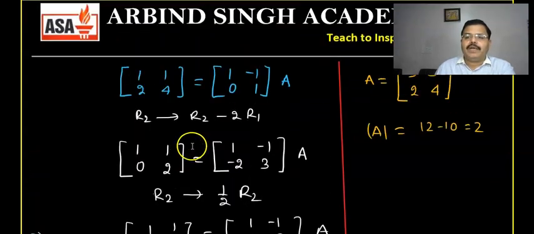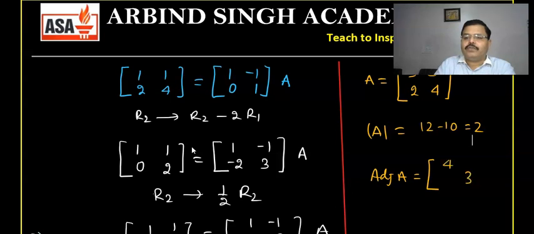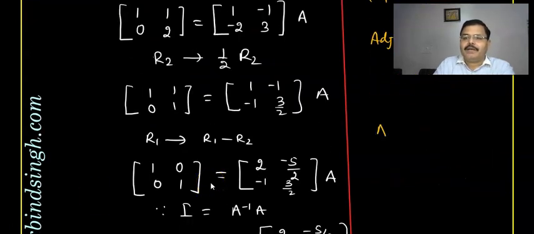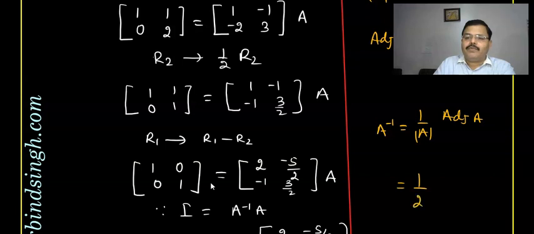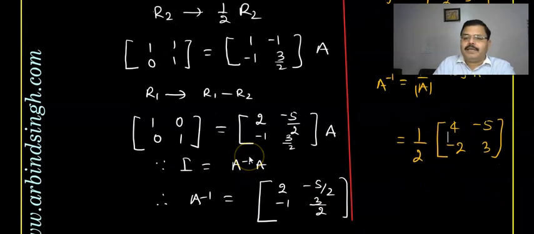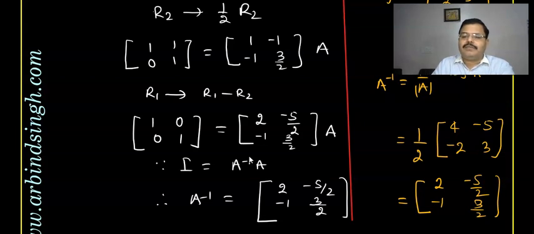And now we can find the adjoint of A. So the adjoint of A can be written easily. Just change the position of these two, 4, 3 and minus 5, minus 2, that will be the adjoint of A. And now A inverse is equal to 1 upon determinant of A into adjoint of A. So that will be 1 upon 2 into 4 minus 2 minus 5 and 3. And if you divide by this 2 inside, then what will happen? It will come like 4 divided by 2 is 2, and minus 2 divided by 2 is minus 1, and minus 5 by 2, and 3 divided by 2, that will be 3 by 2. And this is what comes here. So definitely the answer is correct, but you have to go with this method only.